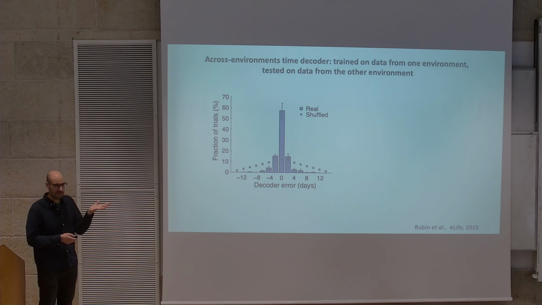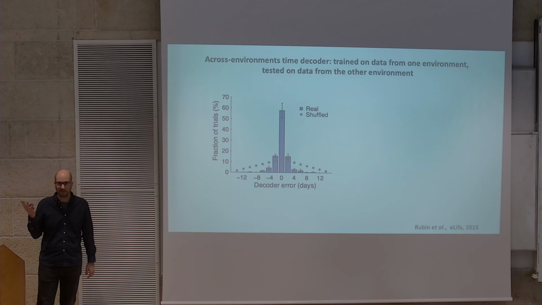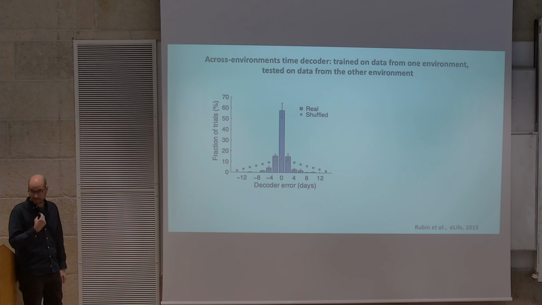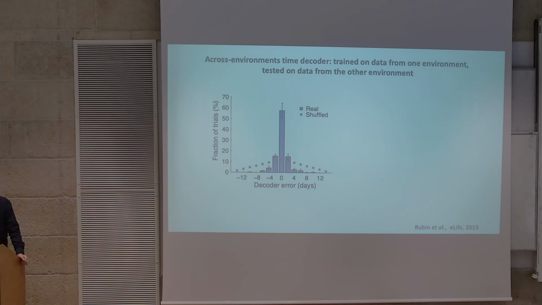We trained the decoder on data from one environment and used data from the other environment as test data. We wanted to identify the day of the experiment in individual trials of 3 minutes out of 15. And we could do it accurately in about 60% of the cases. You can see that mistakes were for nearby days, and it's all very different than the shuffle control that sits exactly on chance level.